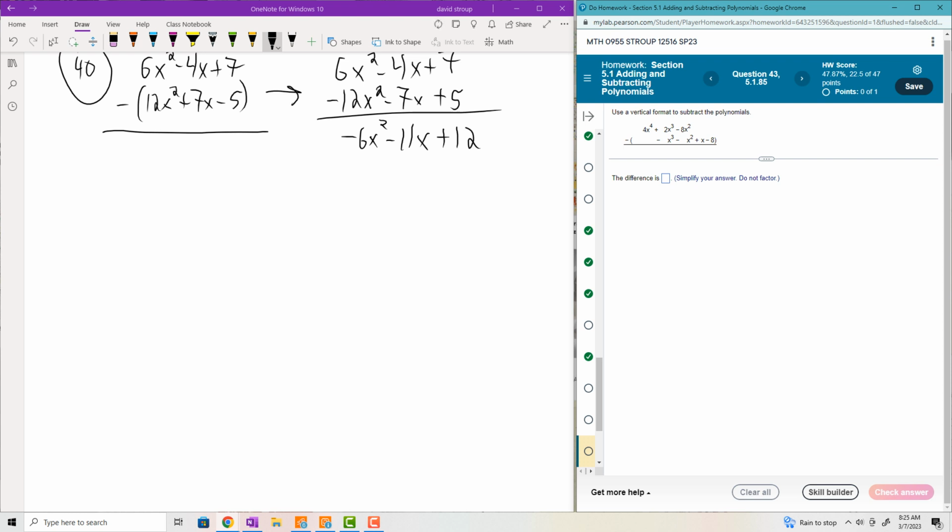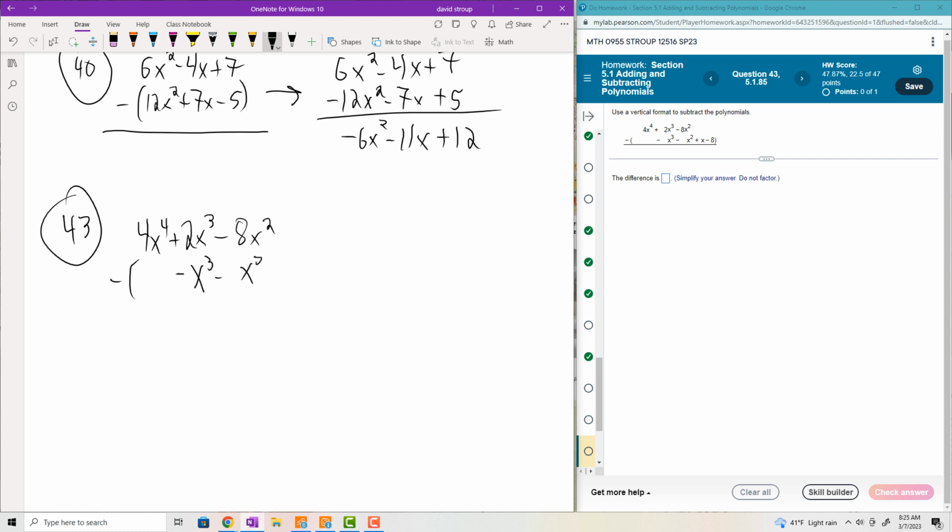Let's try this one out. This is one of those ones where it's aligned a little bit funny. It's problem 43. Okay, so 4x to the fourth plus 2x cubed minus 8x squared minus parentheses, and a little space because they don't have a corresponding x to the fourth term in the second polynomial. And then it's minus x cubed minus x squared plus x minus 8.